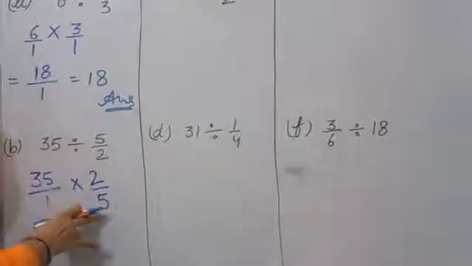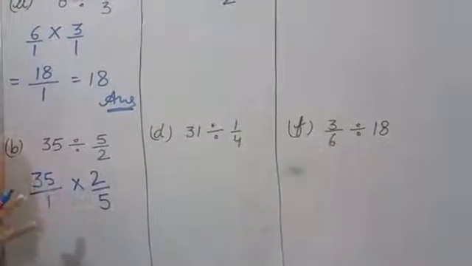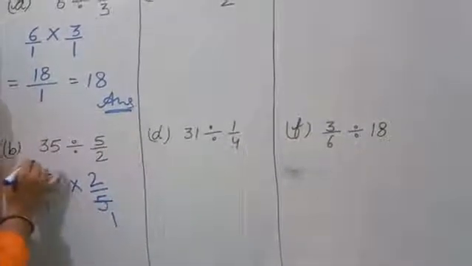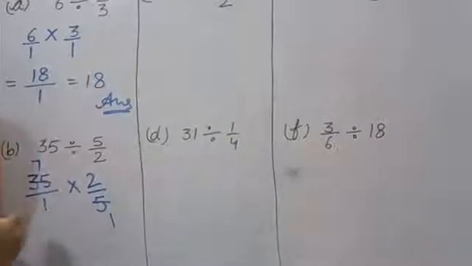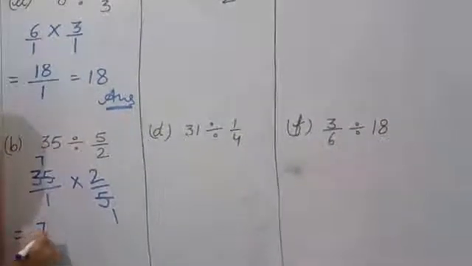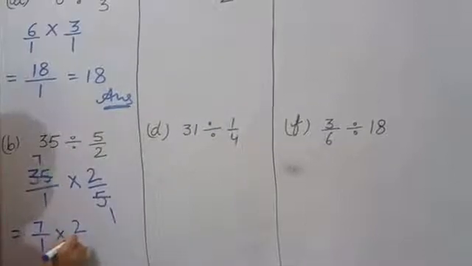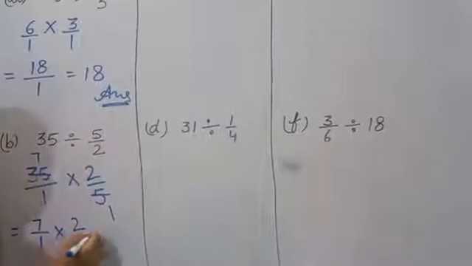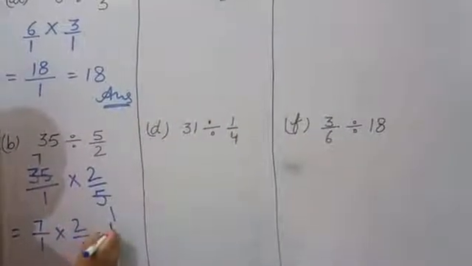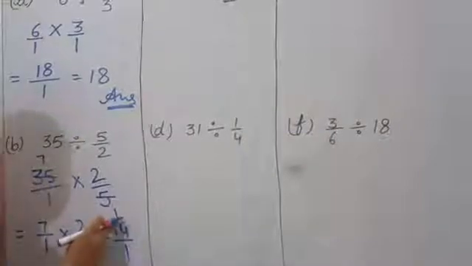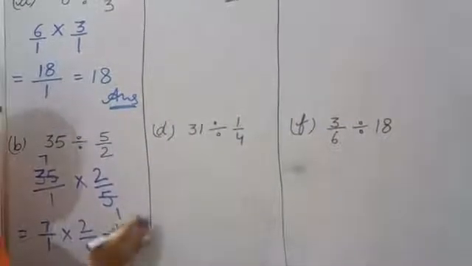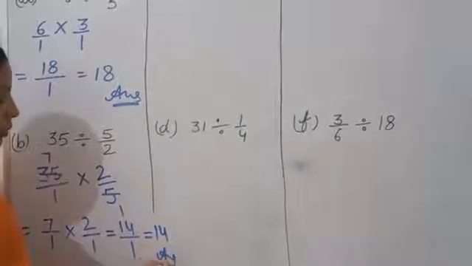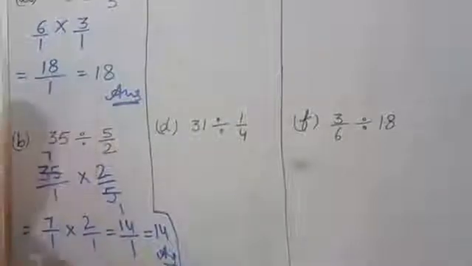Now we know that in the 5 table we have 35. So we should cancel. Okay. We will divide it by 5. 5 ones are 5 and 5 sevens are 35. Okay. Now from here we have 7 upon 1 multiplied by 2 upon 1. Now numerator multiplied by numerator and denominator multiplied by denominator. So 7 twos are 14 upon 1, and that equals 14 because the denominator is 1. So we can write only the numerator. So 14 is our answer. Okay. So like this you will do its B part.